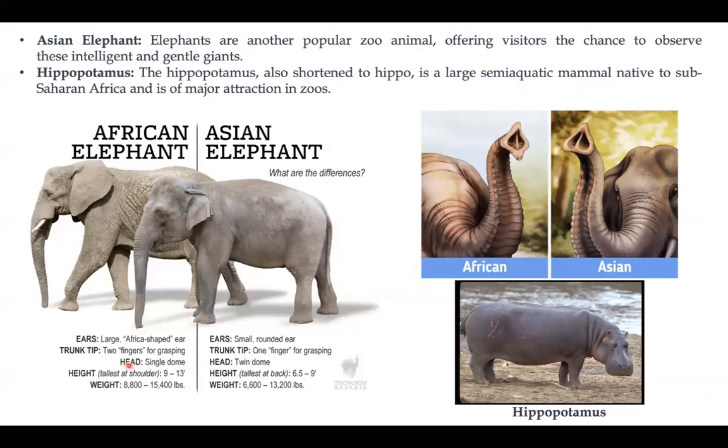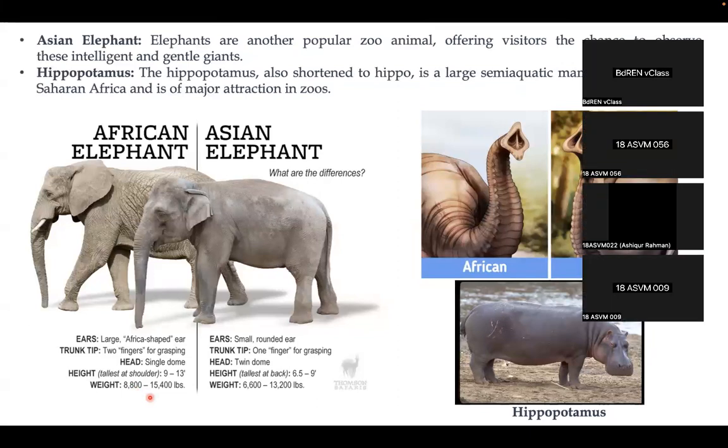And there is difference in the head structure as well. There is single dome in African and twin dome in Asian elephant. As you can see, this is called twin dome. Here is one dome and here is another dome over the head in Asian elephant, but for African it is only one dome. And the height and weight is also different. The African one is quite larger than the Asian elephants.